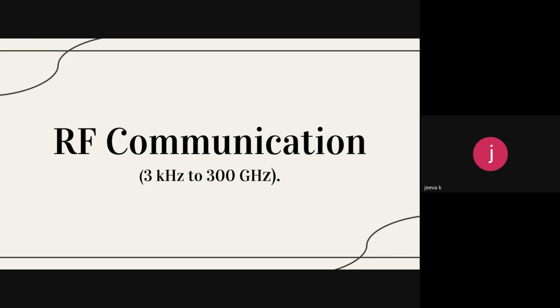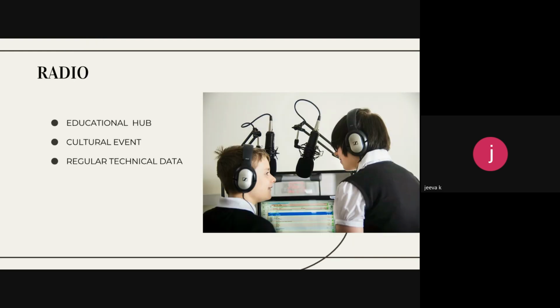These are the things, for example, the communication section, which has been happening from 3 kilohertz to 300 gigahertz. What product comes into this communication sector, what comes into this category? Most probably, as we all know, the basic thing that has been in the market is the radio. This is the thing that comes under RF communication.